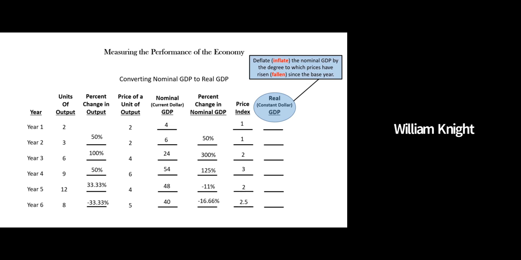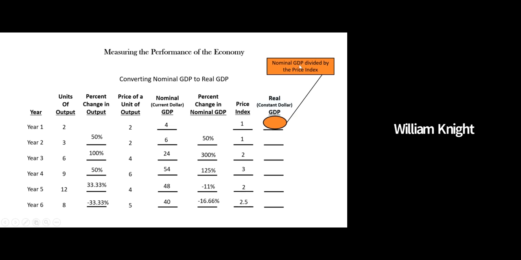So let's go ahead and compute the nominal GDP divided by the price index to get the real or constant dollar GDP. It's 4 divided by 1, which is 4, 6 divided by 1, which is 6, 24 divided by 2, which is 12, and so on. Okay.